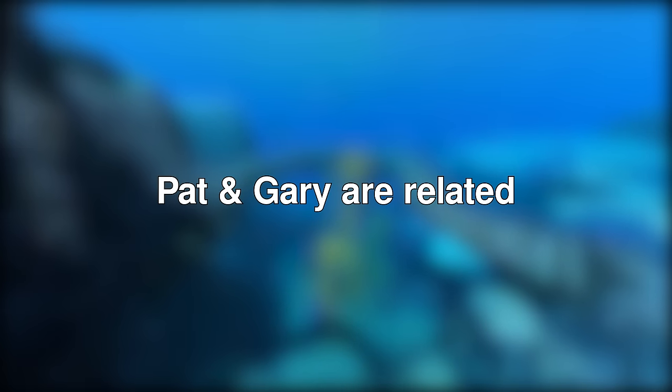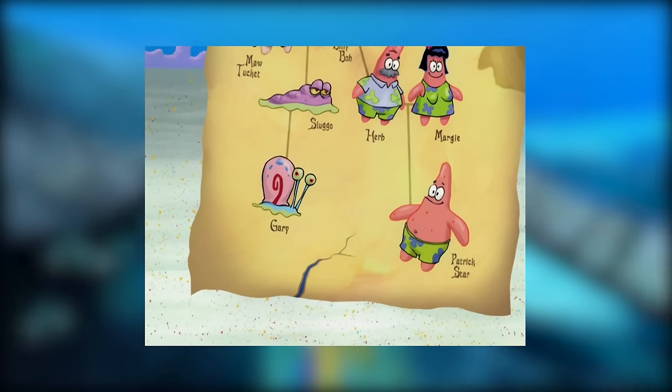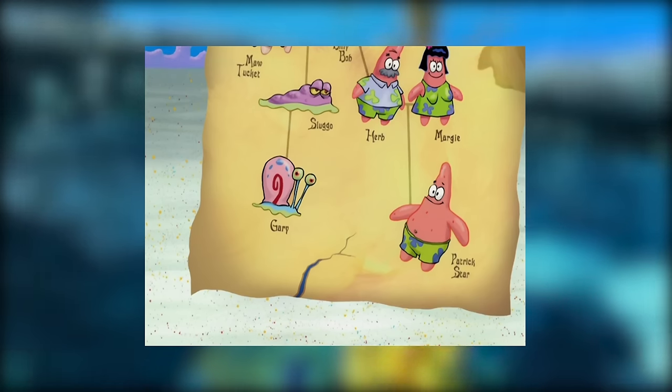Ooh. Pat and Gary are related. According to the episode Rule of Dumb, Patrick and Gary are first cousins. Isn't that nice?